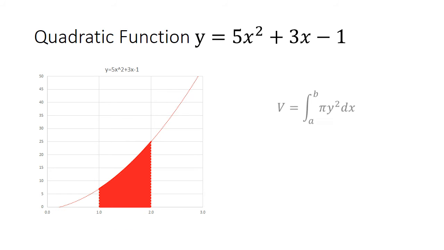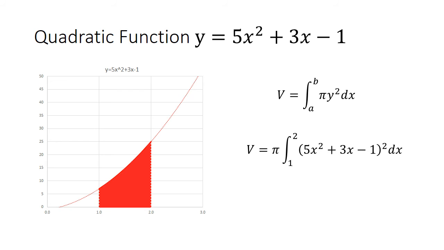We look at our general formula, and then we plug in our values for y into this formula. This is the equation to work out the volume of the solid that is generated when we rotate this area around the x-axis.